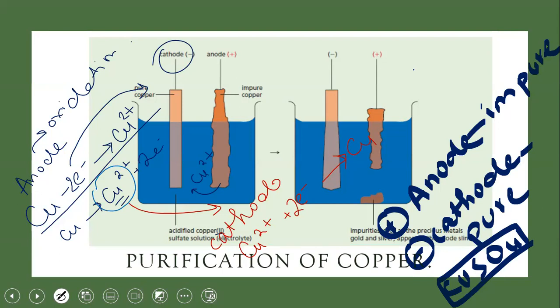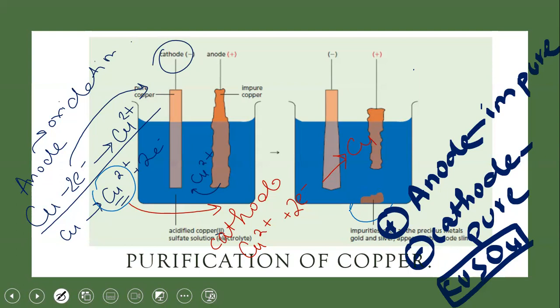And on the cathode, the copper ions will keep on depositing. They will keep on attaching. So slowly, the impure copper, the anode, will dissolve and break down. All of the impurities, all of the other metals mixed inside the impure copper, will just fall to the bottom because they are not going to the cathode. The copper is going to the cathode. All the other impurities will just fall to the bottom of the tank.